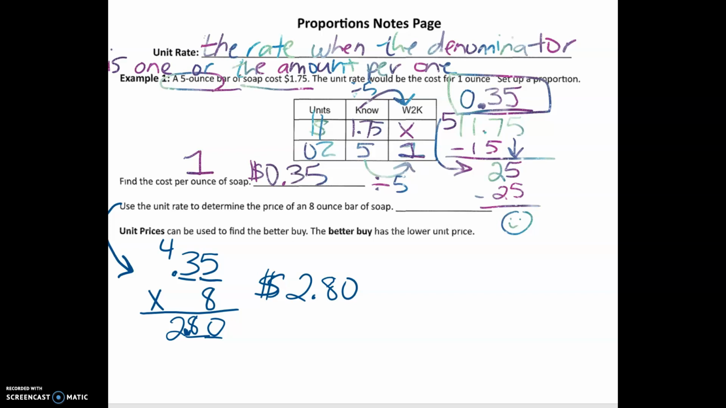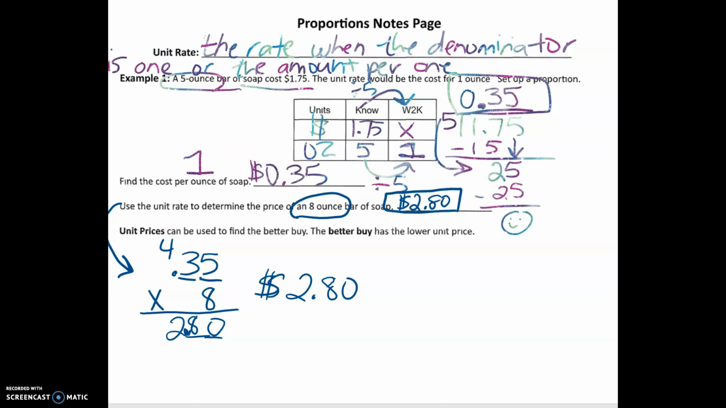So when it said to use the unit rate to determine the price of an 8-ounce bar of soap, we did that. That price for 8 ounces would be $2.80. I'm going to put a nice box around that so you can see that.